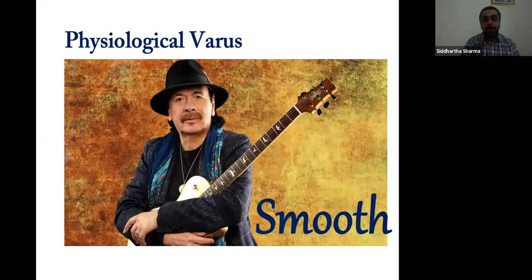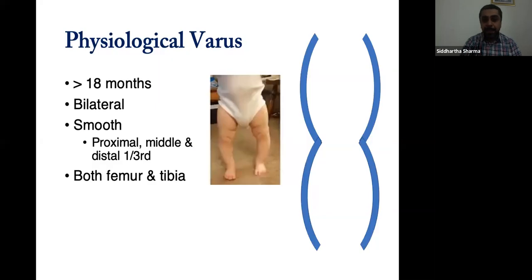When you talk of physiological varus, remember Carlos Santana. I don't know if you heard the song Smooth. It was a super hit track. But here's the deal: physiological varus is smooth. Most of the time you see it below 18 or 24 months of age. It is bilateral and it involves all parts of the femur and tibia. That's what I mean by smooth. It involves the proximal third, the middle third, and the distal third. There is an even varus and it involves both the femur and the tibia. So guys, please remember this.